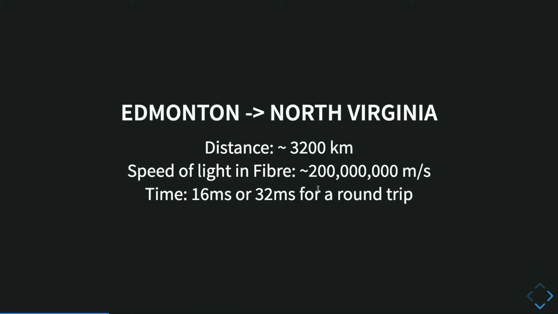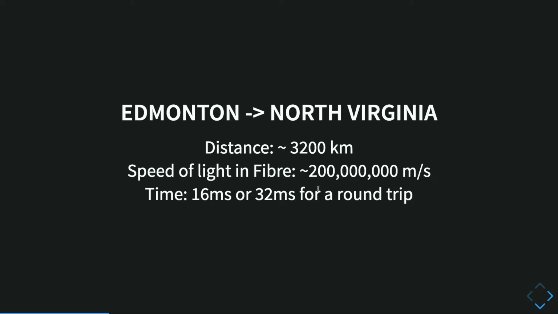From Edmonton to North Virginia. Who can tell me why North Virginia? That's where most people have their AWS servers. That's kind of the default. With driving directions from Google Maps, it's about 3,200 kilometers. It's close enough for our purposes here. Speed of light in fiber is around 200 million meters per second. So that's about 16 milliseconds, just straight line-ish, following the road, from here to North Virginia.